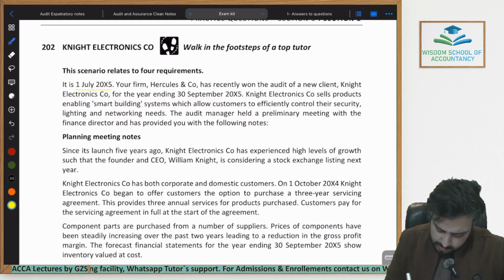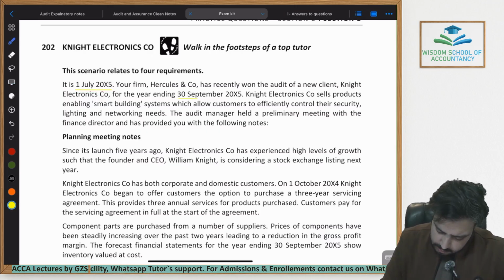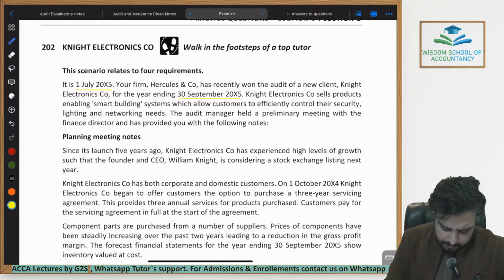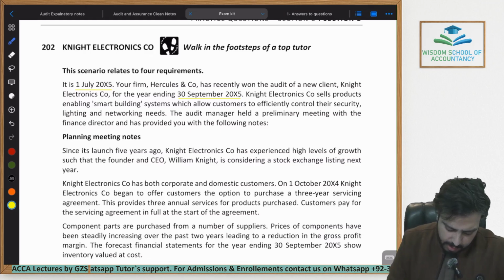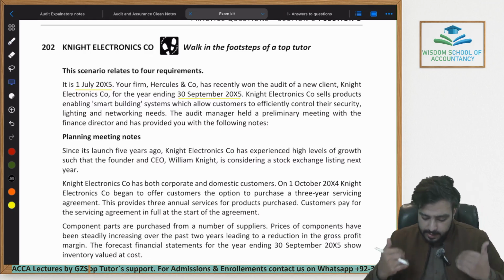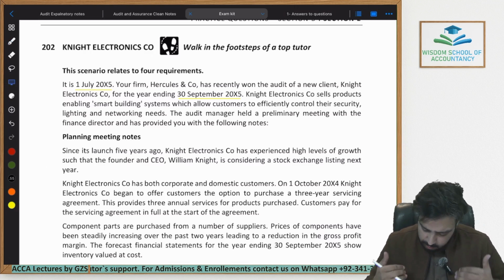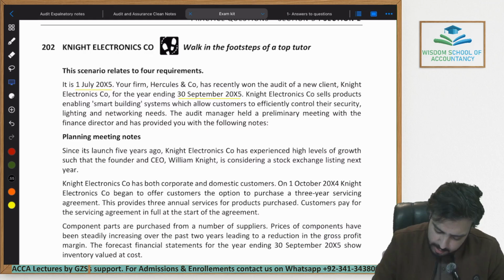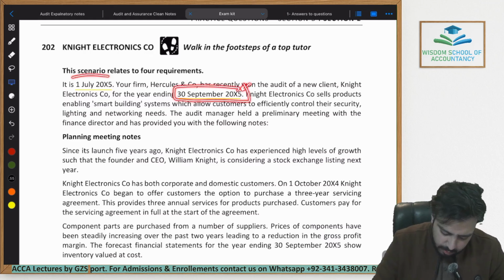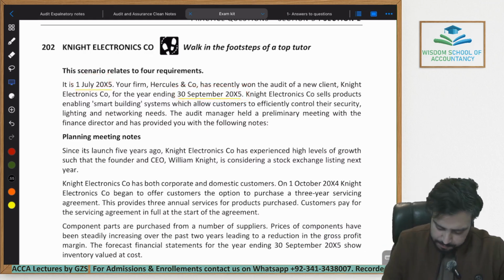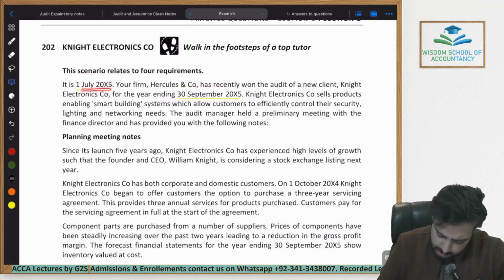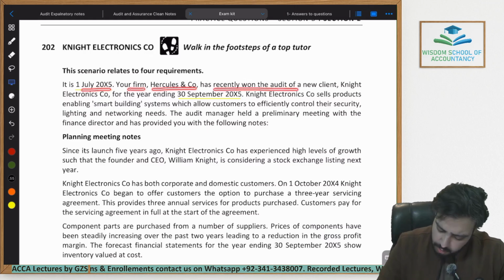Now coming to the next area: for the year ending 30th of September 2015. So I have identified two things which are important to me as an auditor: what the date is today, and what the year end of the financial statements is. We have identified both of these. Now let's read the question. It is 1st of July 2015. Your firm, Hercules and Corporation, has recently won the audit of a new client, Knight Electronics Corporation, for the year ending 30th of September 2015.